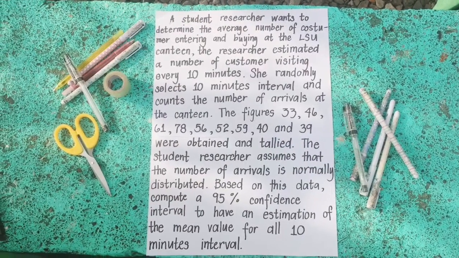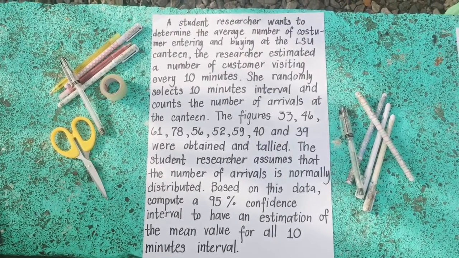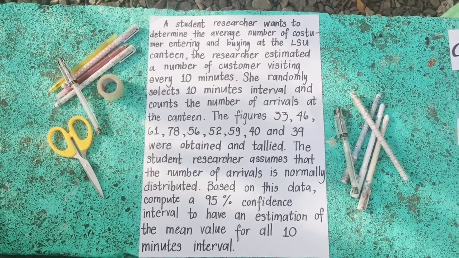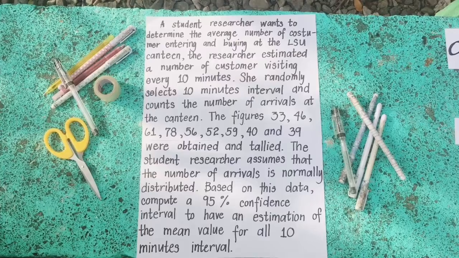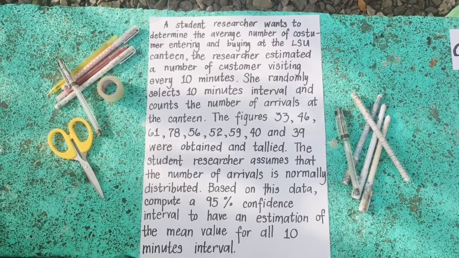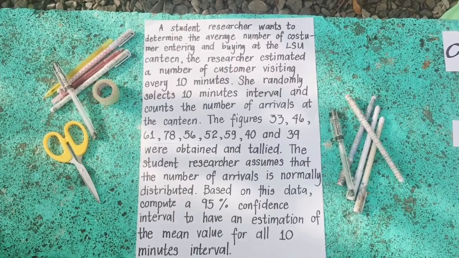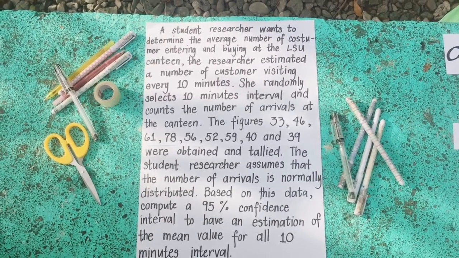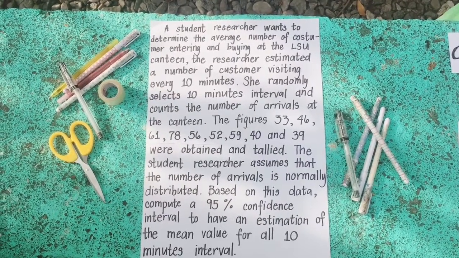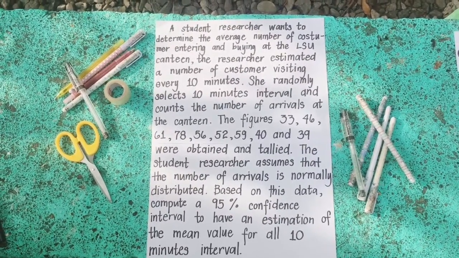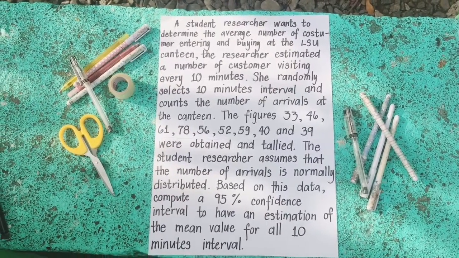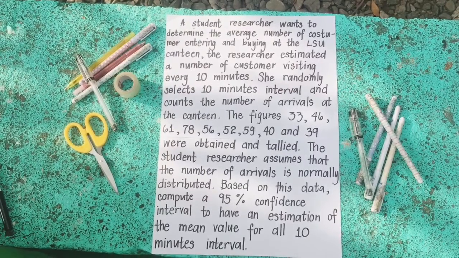A student researcher wants to determine the average number of customers entering and buying at the LSU canteen. The researcher estimated a number of customers visiting every 10 minutes. She randomly selects 10 minutes interval and counts the number of arrivals at the canteen. The figures 33, 46, 61, 78, 56, 52, 59, 40, and 39 were obtained and tallied.